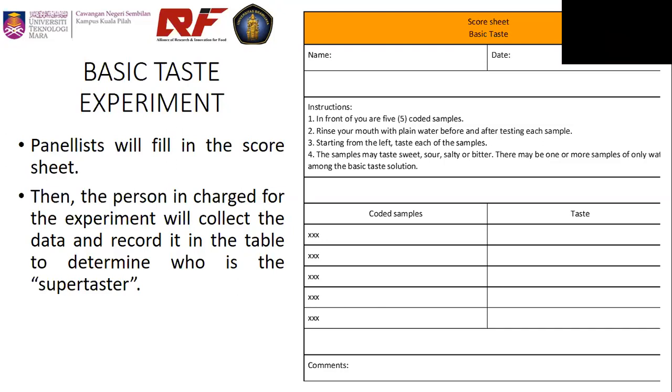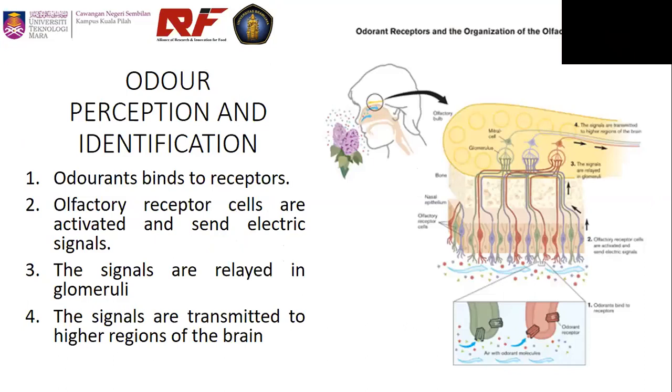Usually panelists who get it correct in the first basic test experiment have an opportunity to be chosen for the trained panelist session. Okay, if in this basic test they are unable to give the correct answer, how come they are going to be your trained panelists, right? And the second basic test is actually in terms of odor perception.